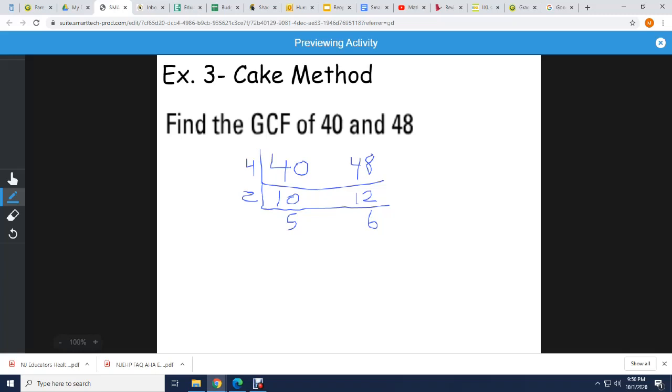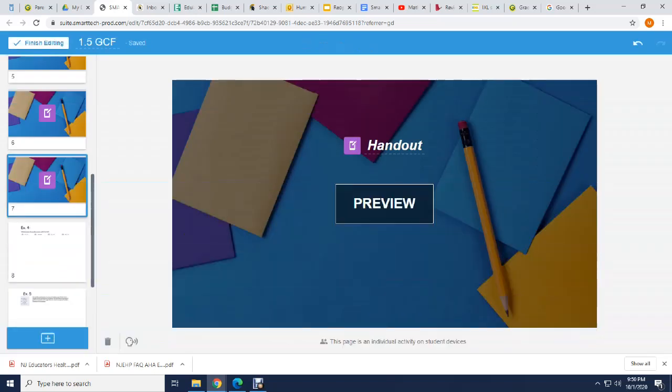But to find the GCF again, I still have to multiply by the 2 numbers out in the icing. So GCF is 4 times 2. And 4 times 2 is 8. The GCF of 40 and 48 is 8. Okay?